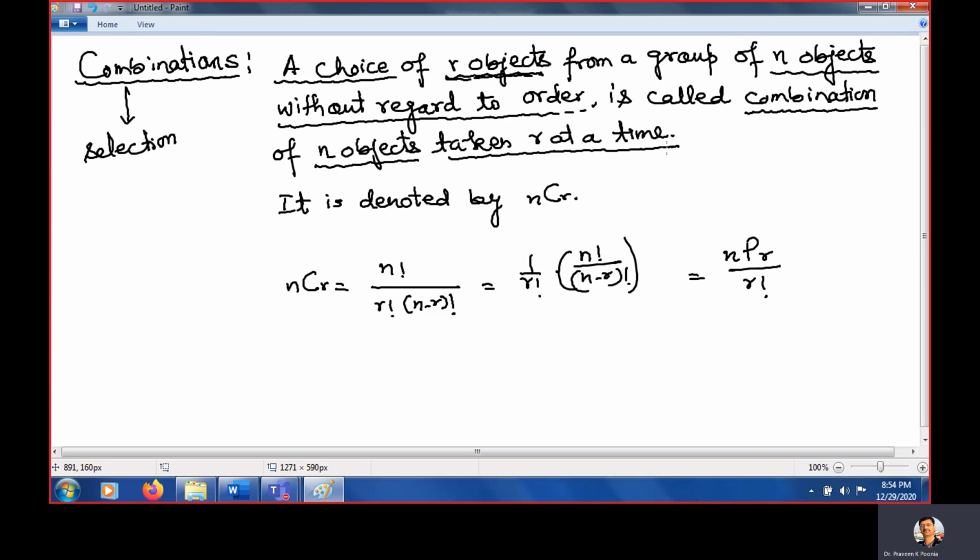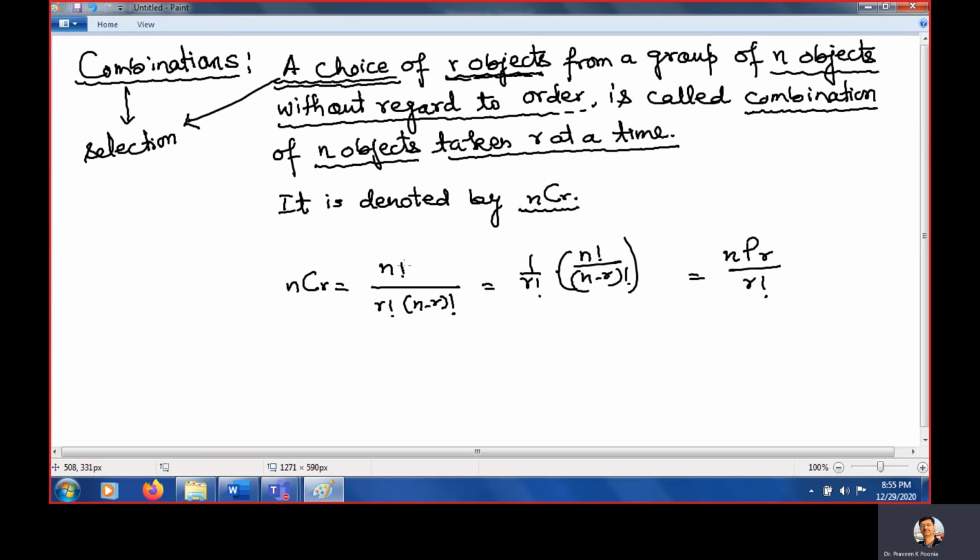R at a time means we have n objects and we are making a choice of R. Choice means selection. If we are making a choice of R objects from n, it is denoted by nCr. n is the total number of objects, C means combination, and R is the number of objects we choose. The value of nCr is factorial n upon factorial R into factorial n minus R.